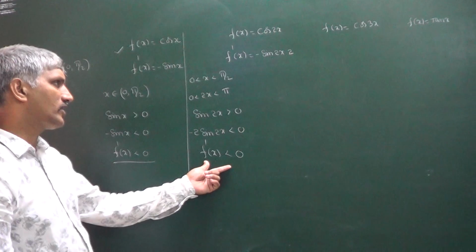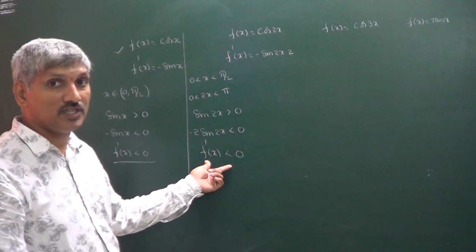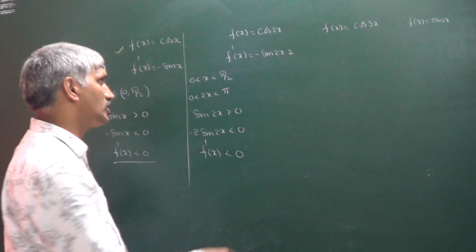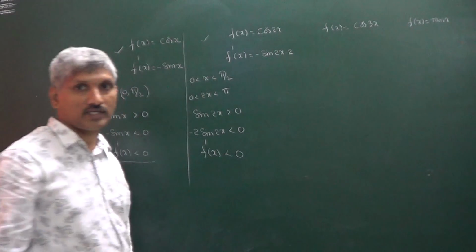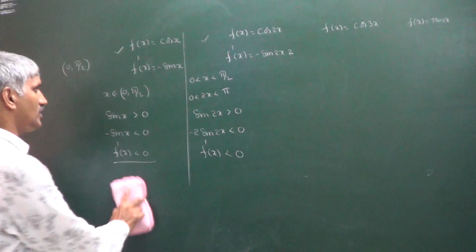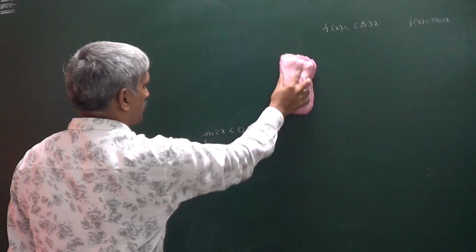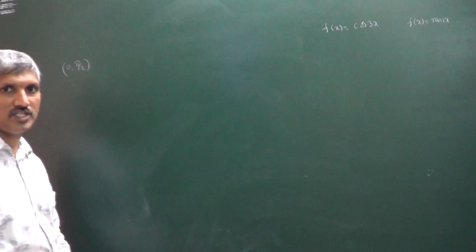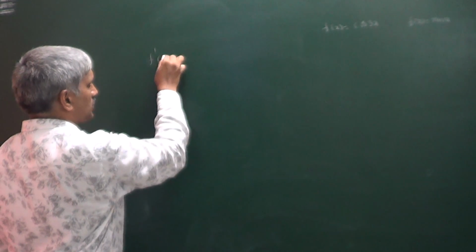But f dash of x less than 0 means we can say the function is strictly decreasing. Yes, this is also correct. The function is strictly decreasing. In these two cases, we got the function is strictly decreasing only. In the other case, f of x is equal to cos 3x is given.